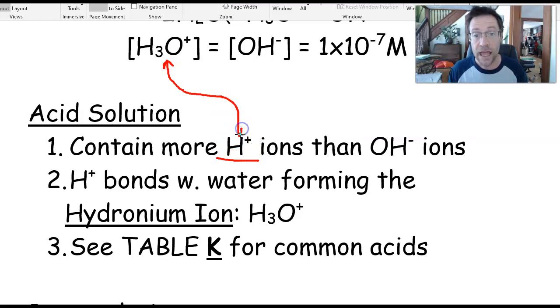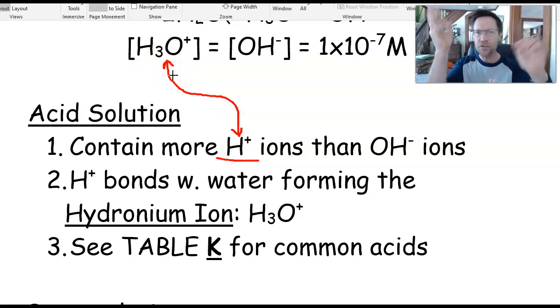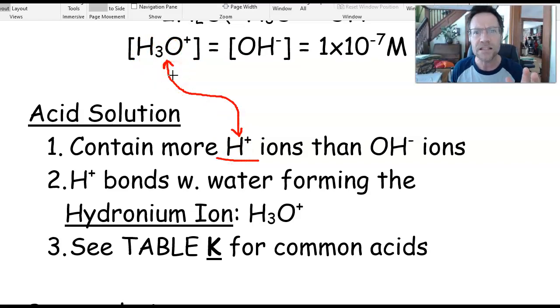So hydrogen and hydronium, these two things are interchangeable, like I said, because the hydrogen ion is the part of the hydronium that's actually doing the work. It's actually making acidic things acidic. Do you guys get what I'm saying?